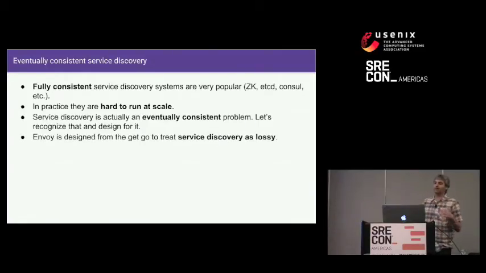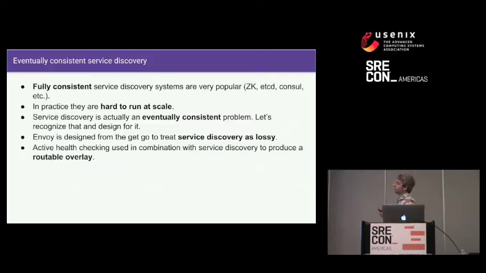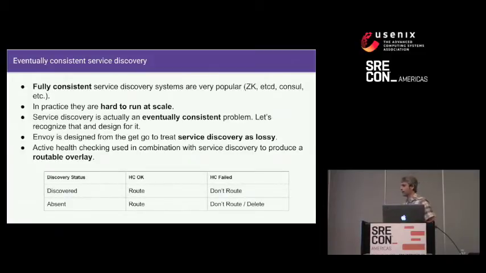So what we did is we designed Envoy from the get-go to treat service discovery as lossy. So we assume that hosts come and go. We assume that the service discovery service can basically be killed. And what we end up doing is we use active health checking from each Envoy along with the service discovery service data to produce a routable overlay. And this gives us this 4x4 matrix.